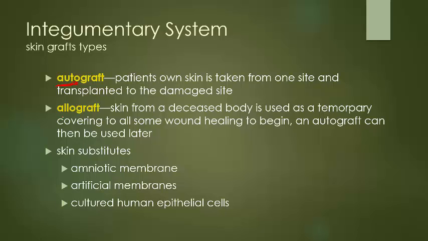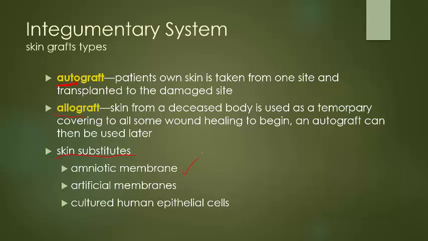An allograft is use of somebody else's skin. So because usually we don't have skin donors among people, the skin that winds up being used is from a dead body, but it can serve as a temporary covering to allow wound healing to begin, and then once recovery has begun, perhaps an autograft can be used later on. And then last of all, there are skin substitutes, and there's lots of things that can be used. I say lots, but there are a number of items that can be used.